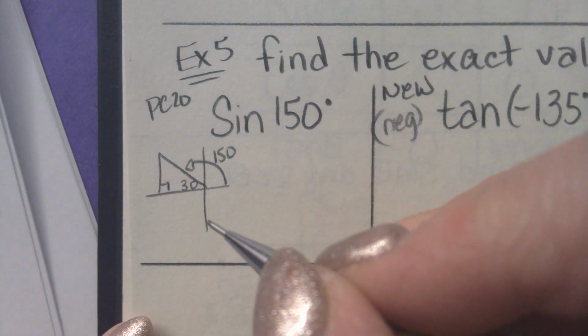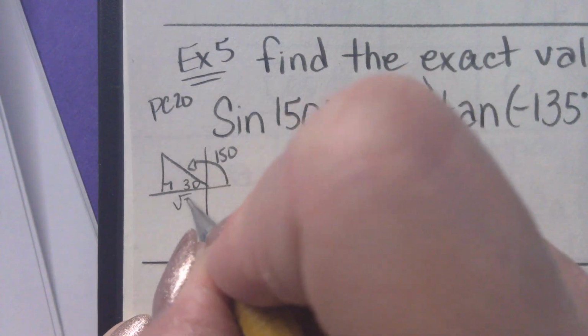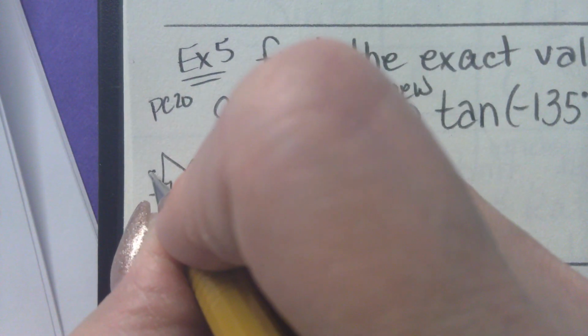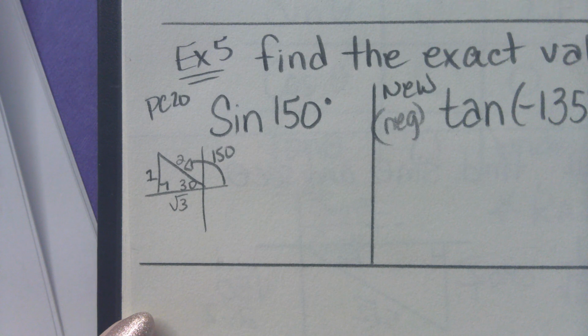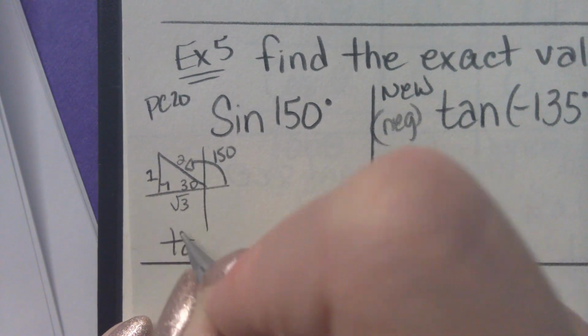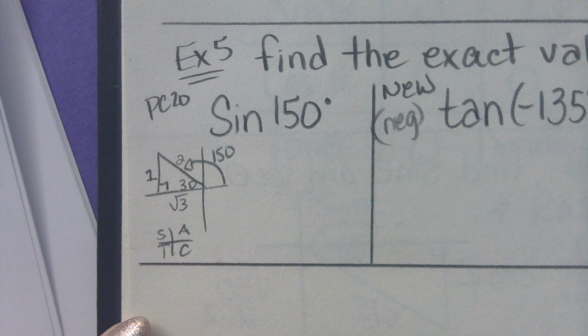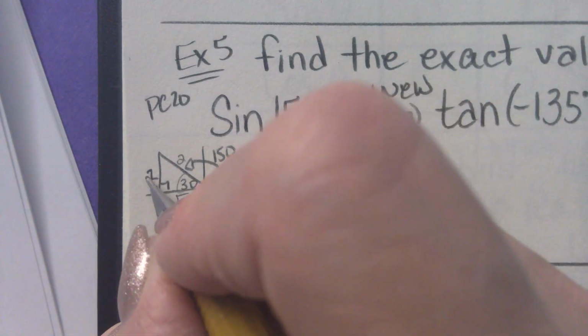And again, I'm going to label my triangle. There we are. Square root 3, 1, and 2, depending on what angle I want. And I also need my little CAST rule. C-A-S-T. So sine is positive in that quadrant, so I will have a positive answer. And I will do sine of 150. Well, sine of that is 1 over 2.